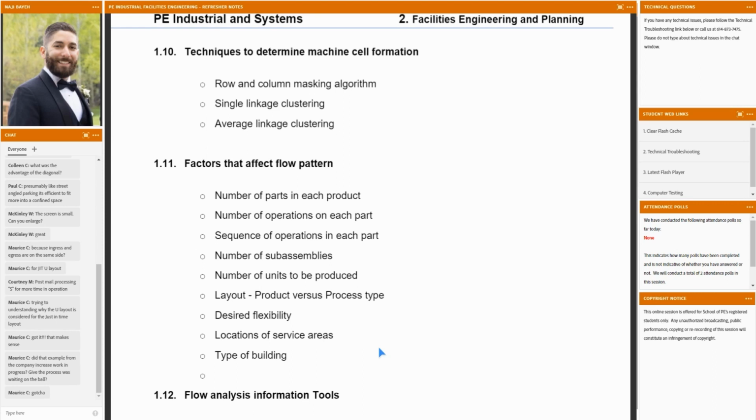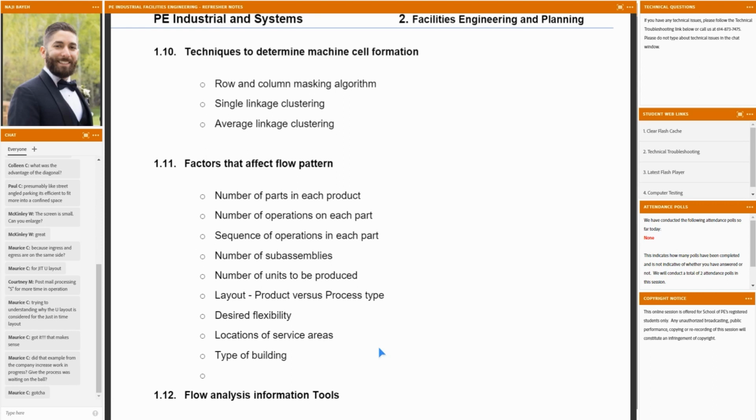Is it a product versus a process type? So are we running a facility where it's by process? These are the lathe equipment, and this is all we're going to do, the turning of the metal. Or are we doing it by product, where this is where we make calculators, and calculators on this side will be mobile phones on the other side? Those are issues that limit the flow pattern.